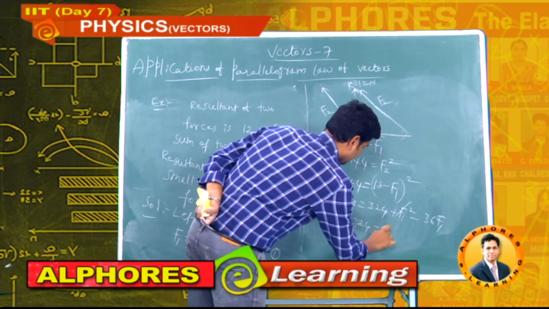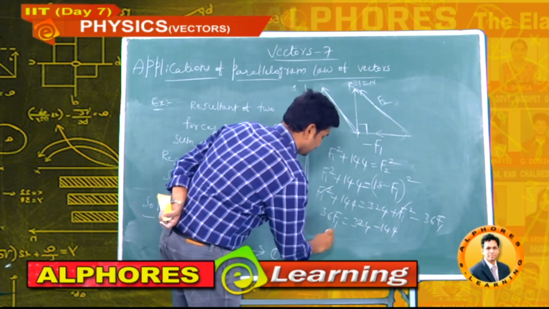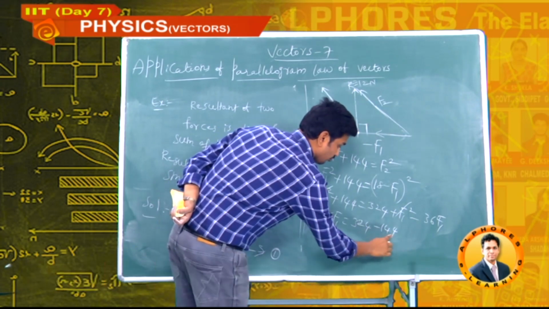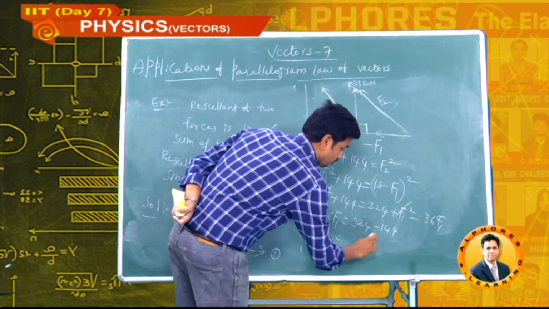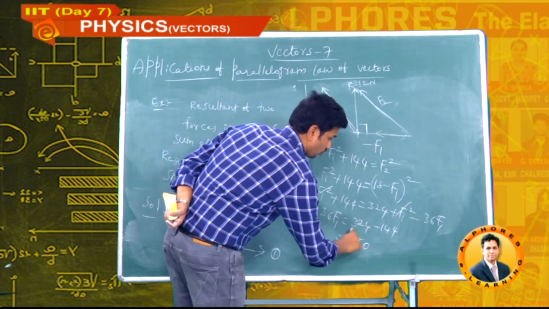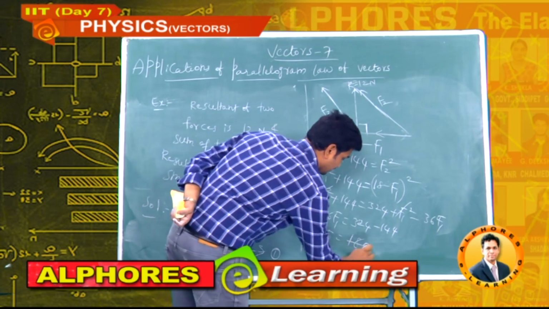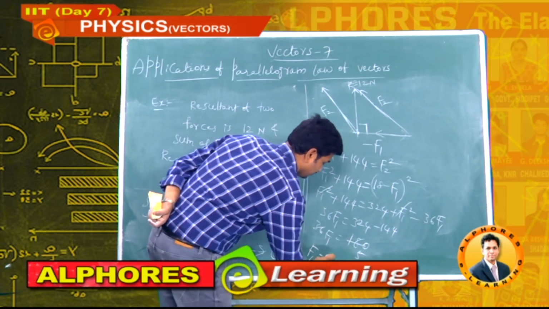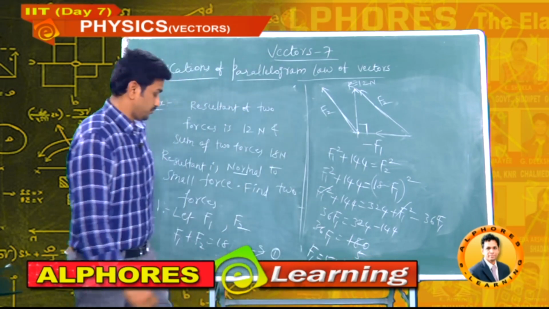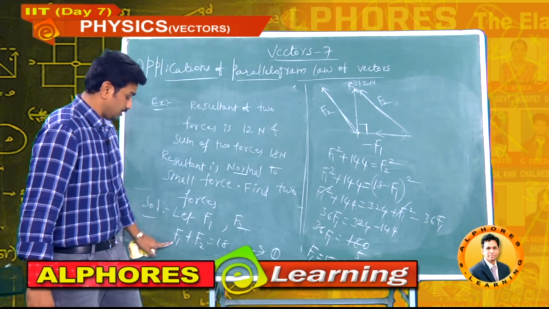324 minus 144. Now what is the answer here? 4 minus 4 is 0. 12 minus 4 is 8. 2 minus 1 is 1. 36 F1 equals 180, so 36 fives. What is the F1 value? 5 newtons. F1 value is 5.